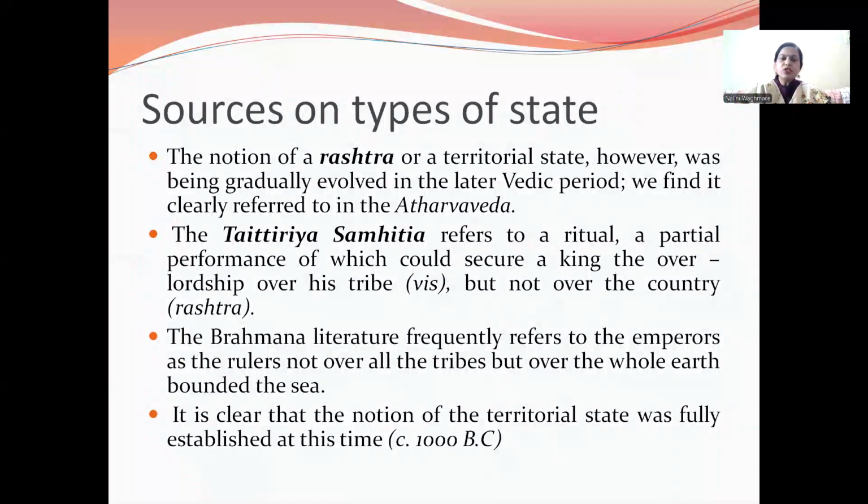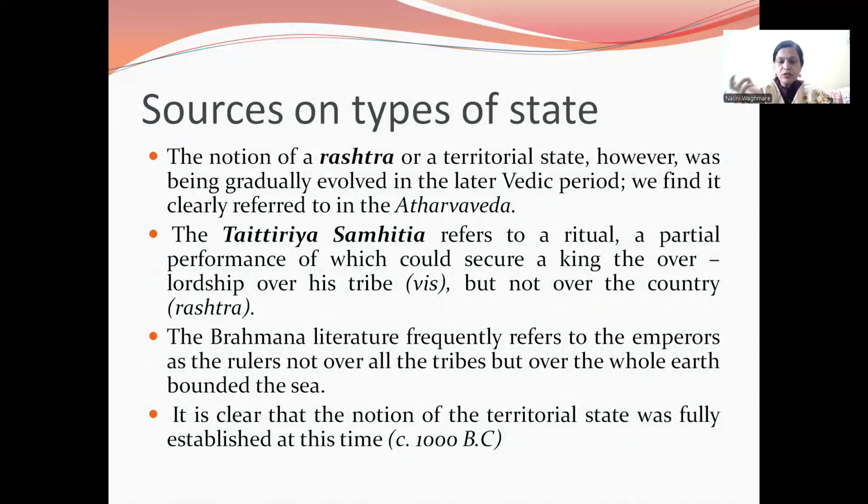The notion of the Rashtra or the territorial state, however, was being gradually evolved in the later Vedic period. We find it clearly referred to in the Atharva Veda. The Taittiriya Samhita refers to a ritual, a partial performance of which could secure a king the overlordship over his tribe, Visha, but not over the country, Rashtra. The Brahmana literature frequently refers to the emperors as the rulers, not over all the tribes, but over the whole earth bounded by the sea. It is clear that the notion of the territorial state was fully established at this time.